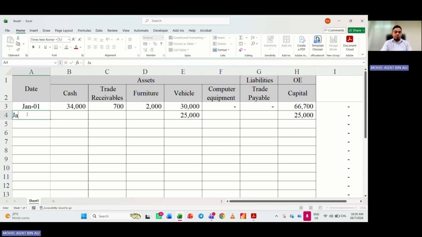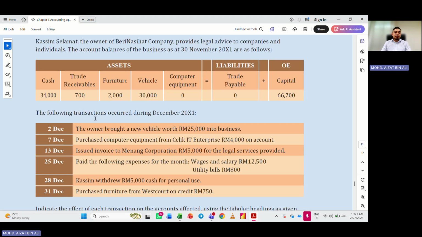Before we move further, let me explain this. Firstly, the step is that we have to identify what are the accounts involved. In this case, the owner brought in a motor vehicle, so we identified that vehicle is the asset involved here. When we bring in the motor vehicle, the asset increases, so we just record 25,000 ringgit. And capital at the same time also increases.